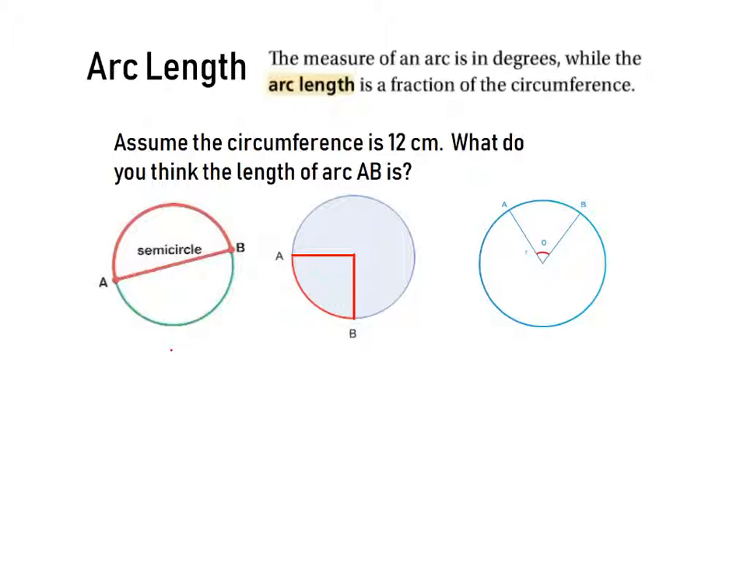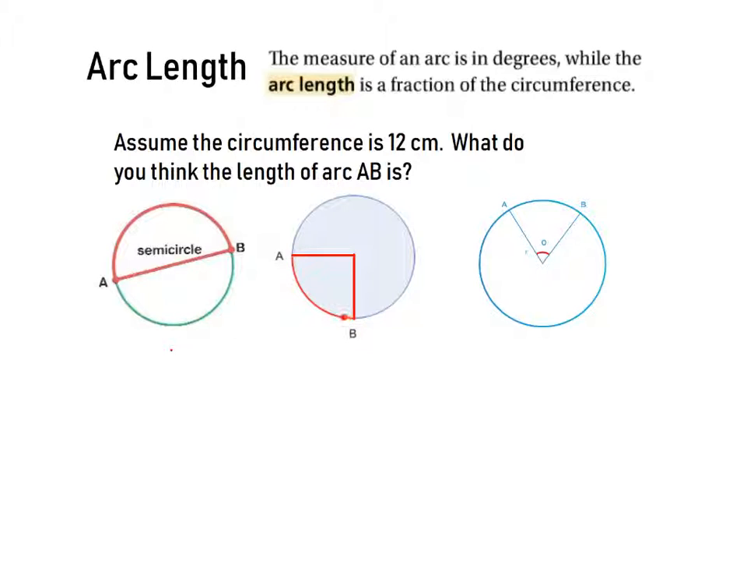So let's just do some common sense stuff here. It says, assume the circumference is 12 centimeters. What do you think the length of arc AB is? Well, AB here is a semicircle. So if the circumference was 12, what do you suppose the arc length here would be? Okay, it'd be half of it, because 180 is half of 360, so that arc length would only be 6, half of the 12. Okay, let's look at this example. Let's pretend this is a right angle here. How much of the circle am I using here?